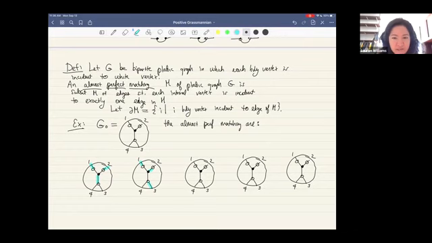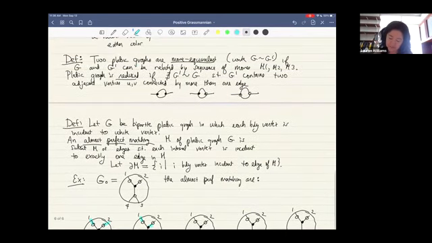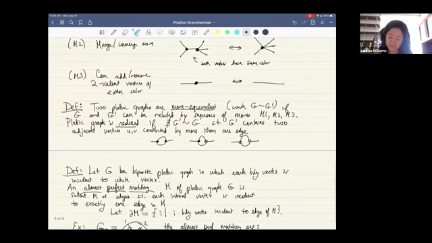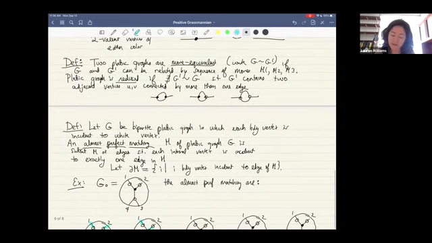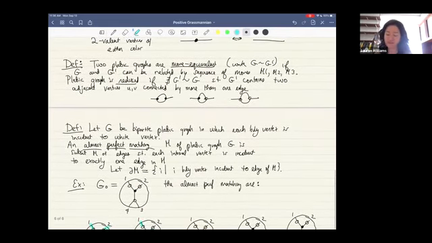Is being reduced a property of the plabic graph G or of the move equivalence class? Good question. Being reduced is a property of the move equivalence class, because I say a plabic graph is reduced if nothing in its equivalence class has a bad configuration like one of these.